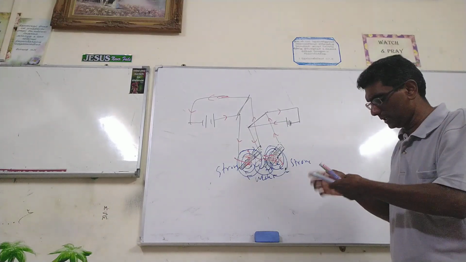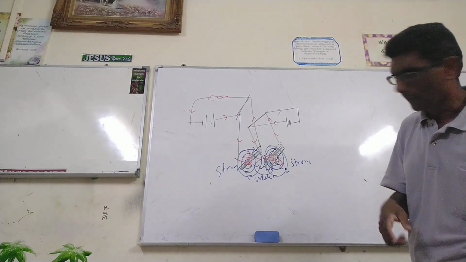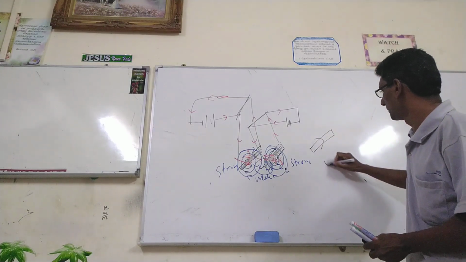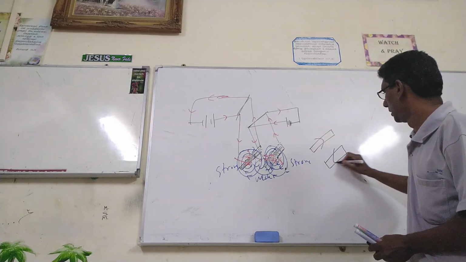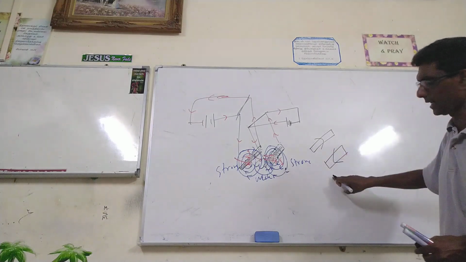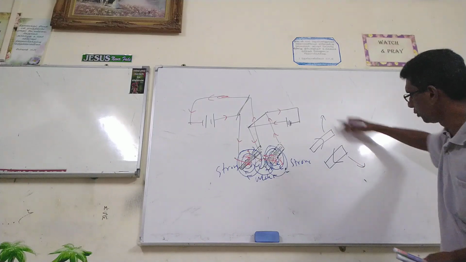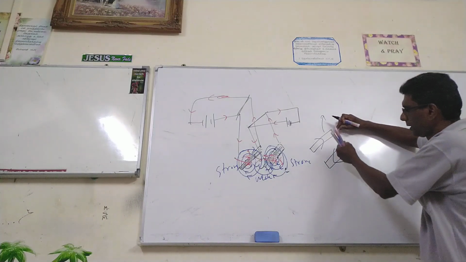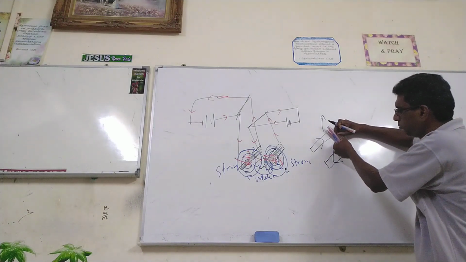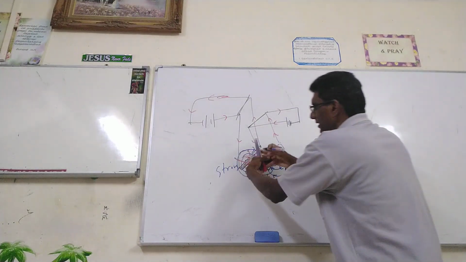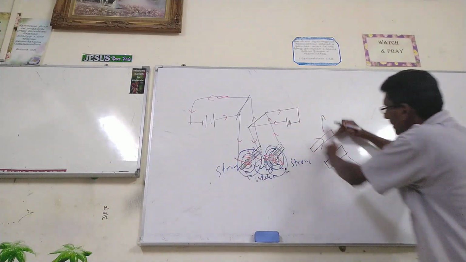But if the two rods have current like this, one current going up and one current down, they push each other. They repel, while the other case attracts each other. This one repels each other.